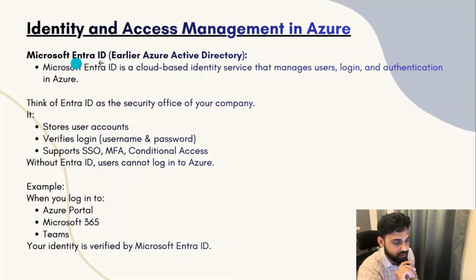Okay, so let's understand these two. First of all, this Entra ID, earlier it was Azure Active Directory. In the exam it might be possible that instead of Entra ID they will put the Azure Active Directory name. So you have to remember that Azure Active Directory is nothing but Microsoft Entra ID. Microsoft Entra ID is a cloud-based identity service that manages user login and authentication in Azure. Basically it is used only for authentication purposes. With Entra ID you can register your application, register the user, then based on the condition you can allow or deny the authentication.